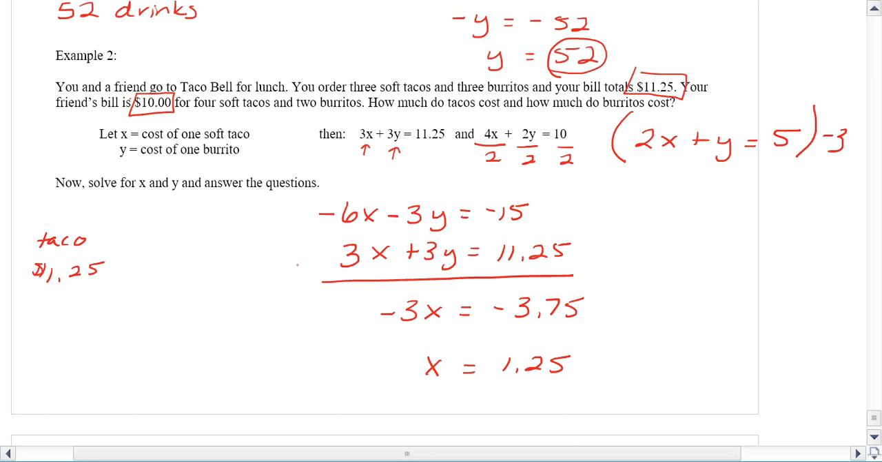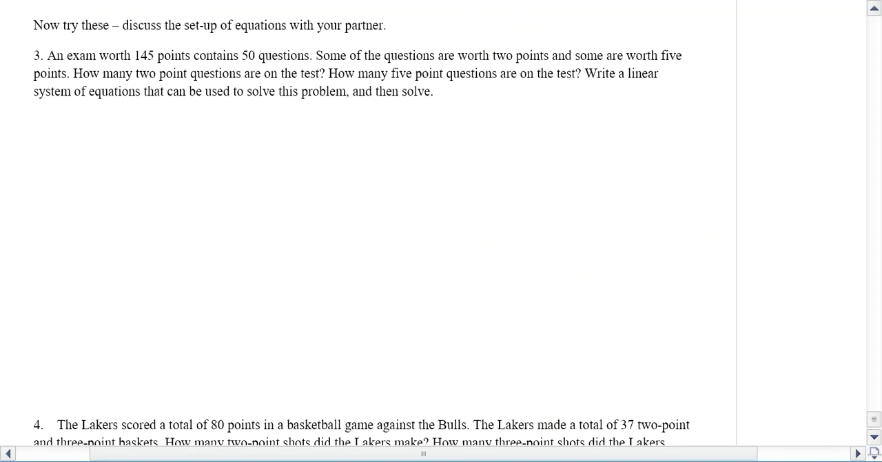So going back to one of the originals to substitute it in, perhaps this one is the easiest one to work with. So if I put the $1.25 in there, I would have $2.50 plus y equals 5. And then subtracting from both sides, I get that y is $2.50. Therefore, the burrito costs $2.50. Now keep in mind that I'm solving these with my preferred method. You are welcome to use substitution if that's what you prefer.